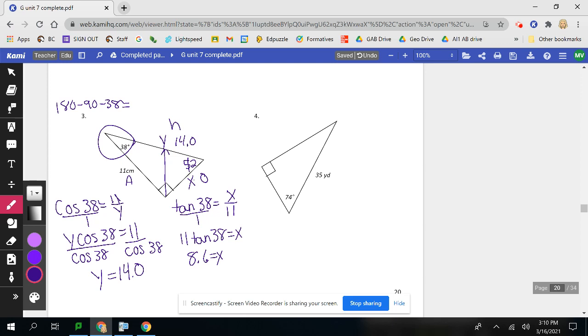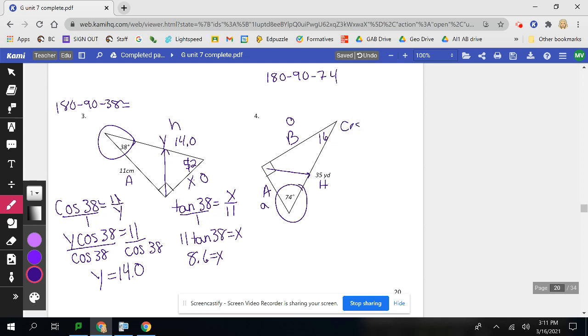Okay, so first of all, my missing angle should be 16, because I did 180 minus 90 minus 74, and I got 16. Here's my right angle, so 35 is my hypotenuse. Here's my angle that I was given. So I'm going to call this side A and this side B. So A is my adjacent and B is my opposite.